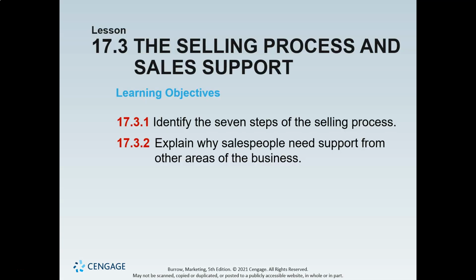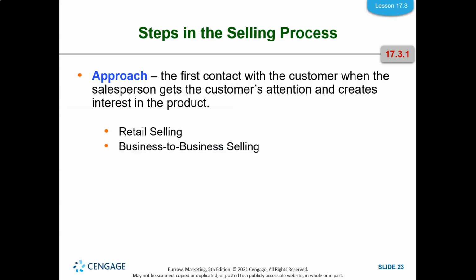Moving on to the last section here, 17.3. There are 2 different things that we'll talk about in terms of the selling process and sales support. 17.3.1 talks about identifying the 7 steps of the selling process, and in 17.3.2 we will explain why salespeople need support from other areas of the business.